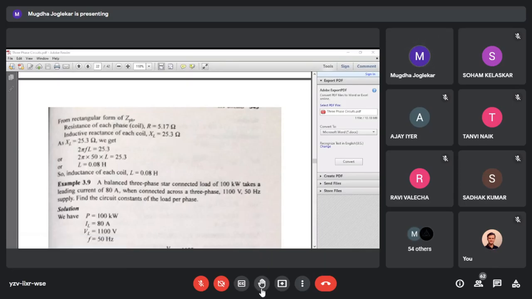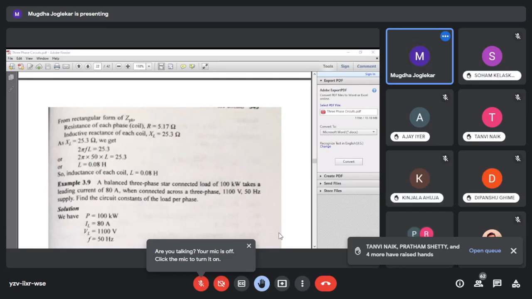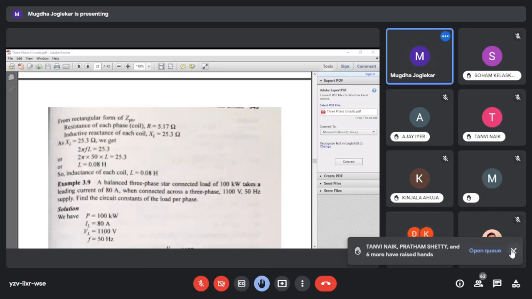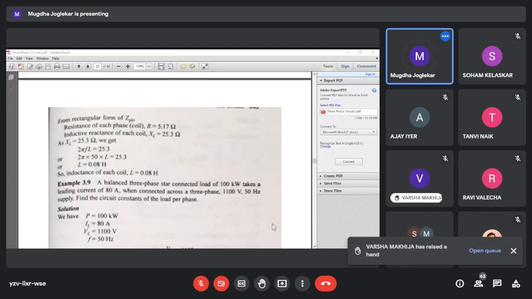Yes, how many of you completed? Only 5 students completed. What about others? Okay, remove your raised hand. How many of you are still solving? Please raise your hand. Okay, Varsha is solving. What about others? Out of 60 students, only 10 students are raising their hands. What about the other 50 students? Are they solving this problem or what are they doing?